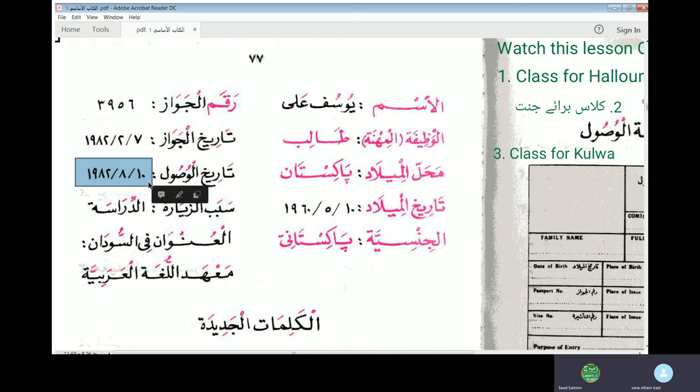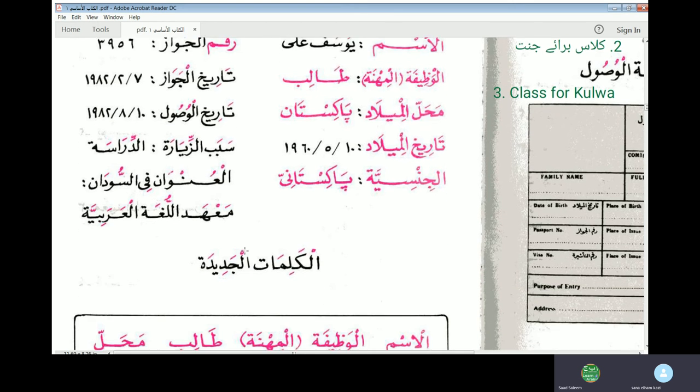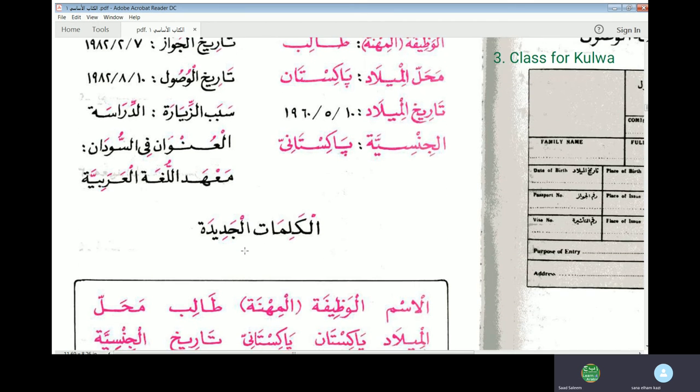Rasharaf. Tarikhul Milad, date of birth, alpha tisumia, situn, Mayo, Rasharaf. Sababa Ziyara, purpose of the visit, Ad Dirasa, education.